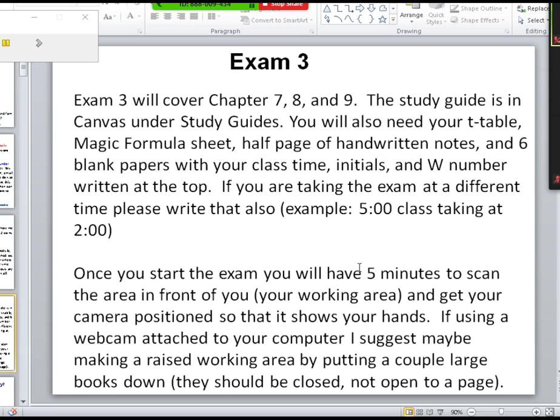It's okay. So once you start the exam, you'll have 5 minutes to scan the area in front of you. So get your webcam so I can see all the papers you're using and stuff like that. And then get your camera position so it shows your hands. I'll show you what I mean by that in just a minute. If you're using a webcam attached to your computer, I suggest making a raised platform and putting a couple large books or magazines or a board or anything that will raise it up a little bit. Obviously, the books should be closed and not open. And I'll tell you what I'm talking about when I'm doing that.